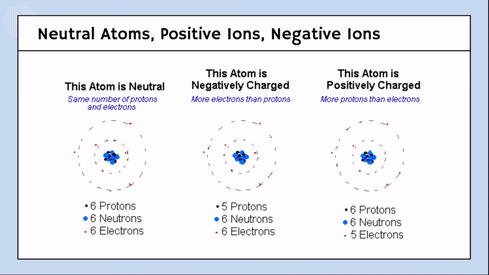What is the difference between neutral atoms, positive ions, and negative ions? Neutral atoms have the same number of protons and electrons, and positive ions have more protons than electrons, while negative ions have fewer protons than electrons.